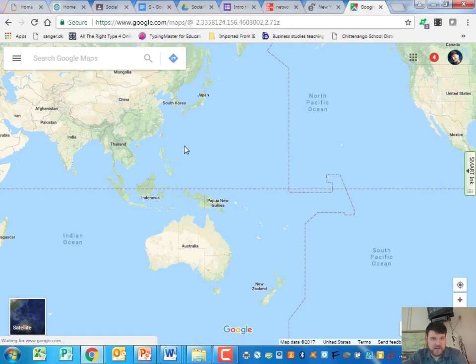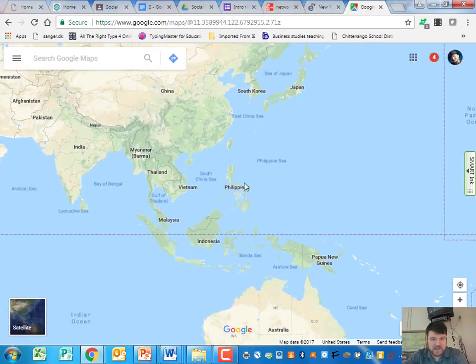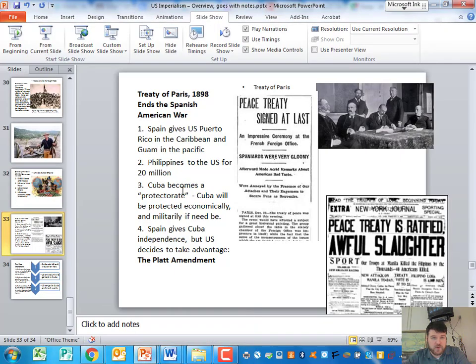So here we are again. Here's the Philippines. $20 million. Thank you very much, Spain. And from here, we can easily secure any economic interests that we have in China. Let's say we've got trade routes and everything else set up. What if something goes wrong? Well, we've got naval bases in the Philippines. We can easily put down any rebellions or make sure that the United States' economic interests are protected. So this is a vital resource. This is a vital station, a vital position for the U.S. to have in the Pacific. Everything is working out well.